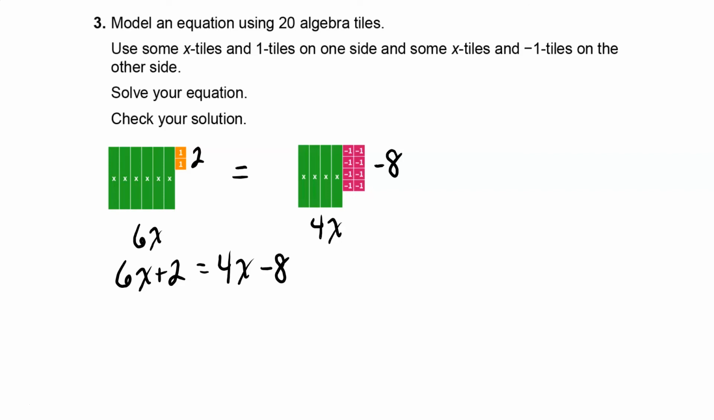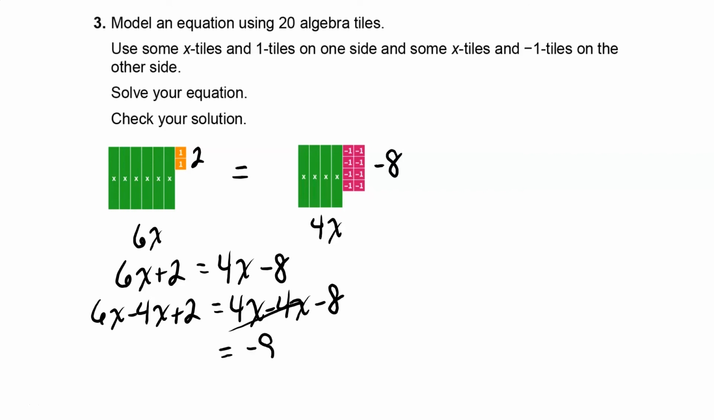Following through the process now, I'm going to subtract 4x from both sides, so I've got 6x minus 4x plus 2 is equal to 4x minus 8. That's going to cause those 4x's to cancel each other out, so I end up with negative 8 on that side, and on this side I've got 6x minus 4x, which gives me 2x, and then I still have the plus 2 there. So I've got 2x plus 2 equals negative 8.